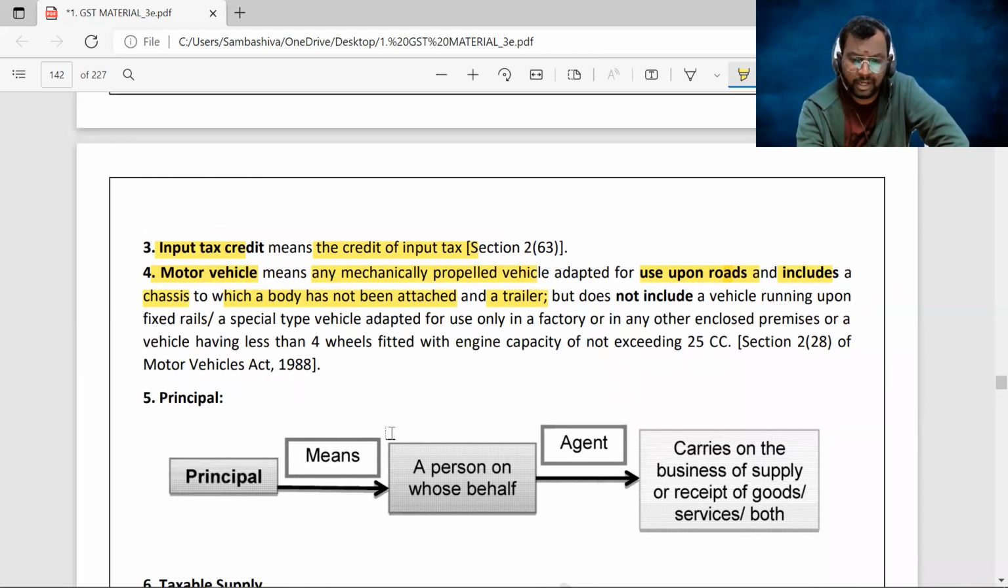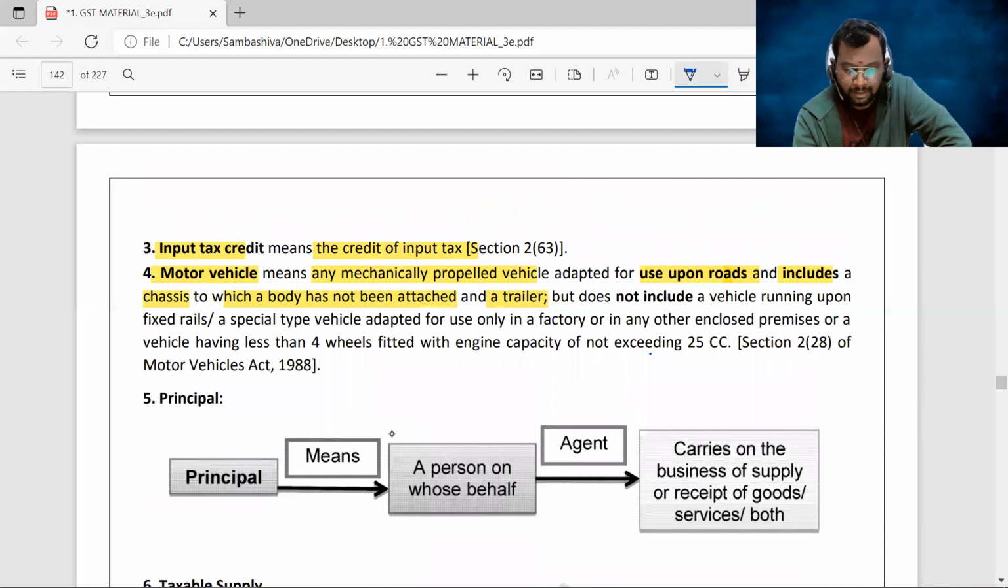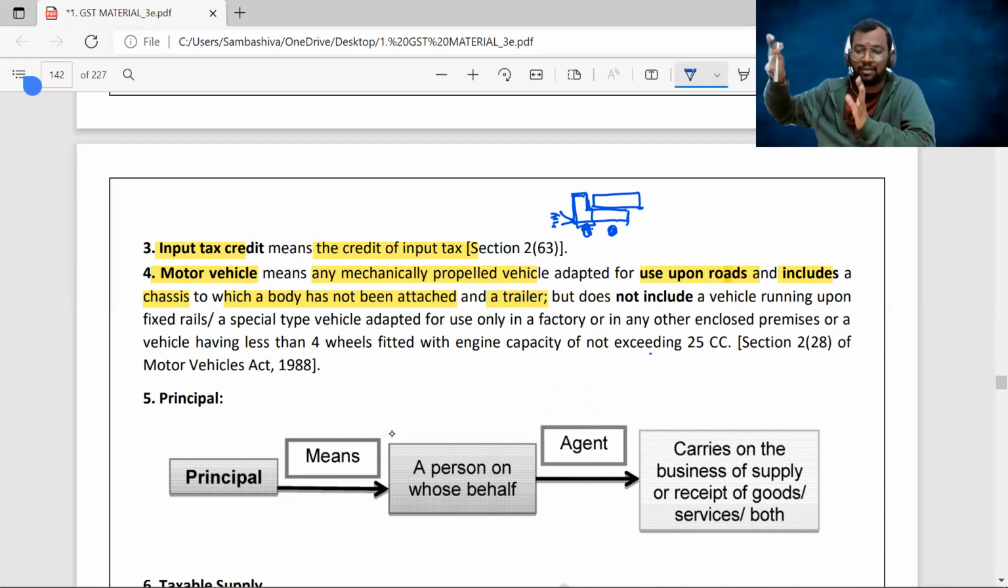Let us take, see, if you look at a truck, let me use my drawing skills. So it is a truck, right? See here, this is the front part of the body, right? So only the back part of the body is not attached to that vehicle. Only the front part of the body is there, and the back part is left idle, left empty. So then we call it a chassis.